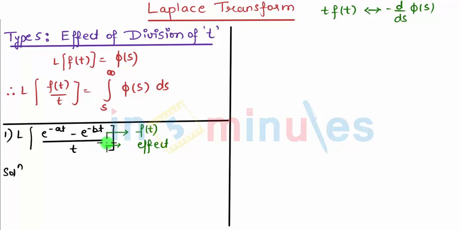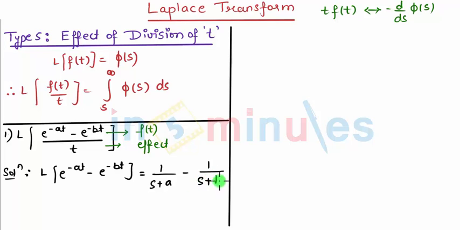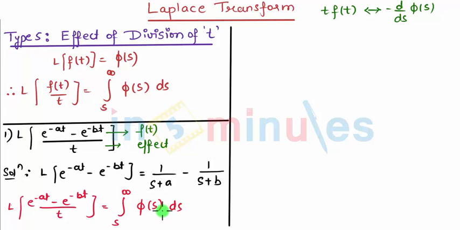Now we know that in every case of these effects, we need to first find Laplace of f of t. Let's start with that. Laplace of e raised to minus at minus e raised to minus bt will be 1 upon s plus a minus 1 upon s plus b. Now when I apply the effect to Laplace of e raised to minus at minus e raised to minus bt divided by t, I am going to integrate from s to infinity phi of s ds. So the whole function is phi of s.